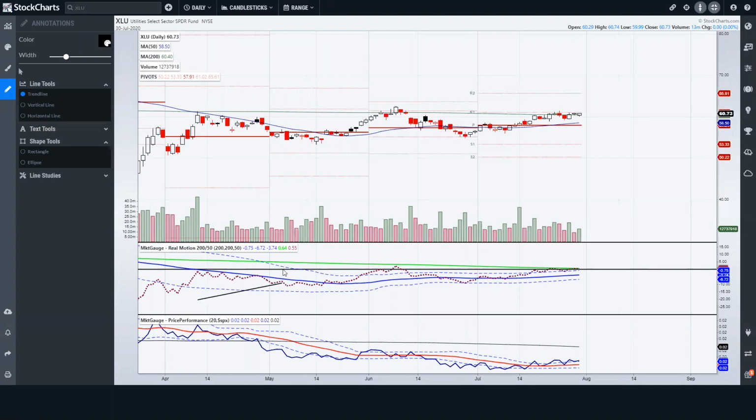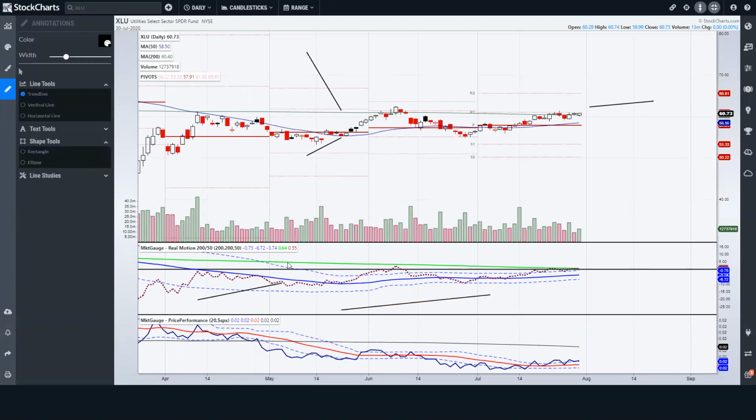So the first thing I'm going to mention here is that the first indicator is the MarketGauge Real Motion. What we like to do at MarketGauge is look at the price action in three different ways. The top part of the chart here is a classic simple candlestick chart, and we have a 50 and a 200-day moving average. Right now you can see the green is the 200 and the 50 is the blue.